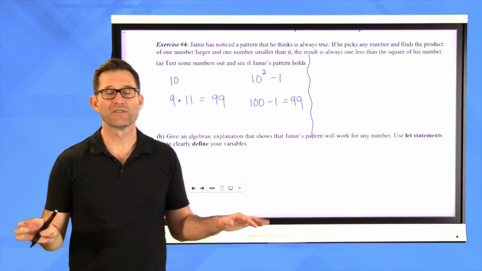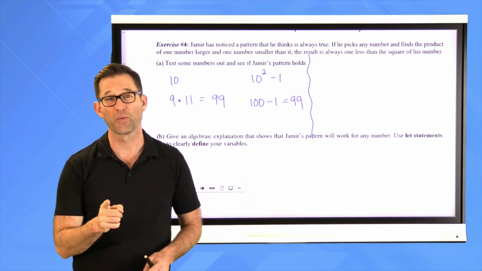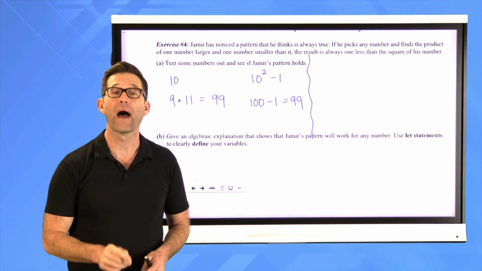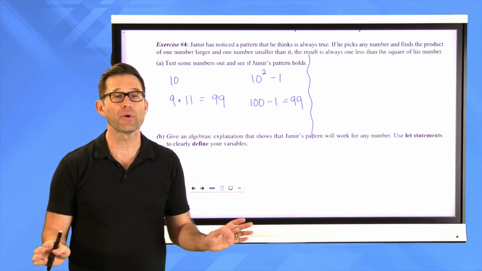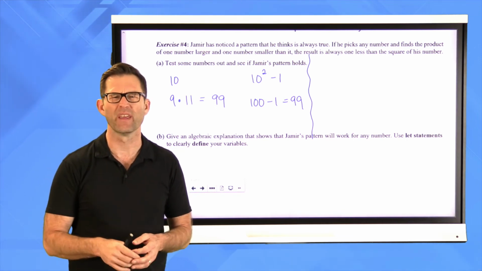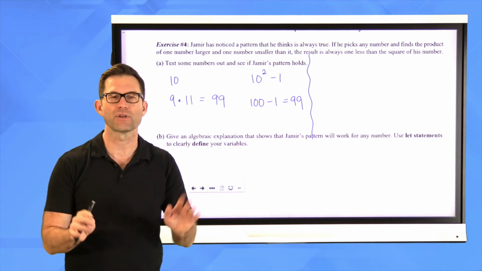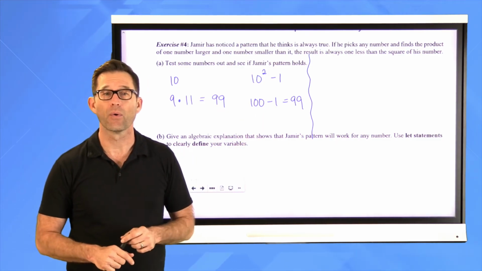Now, maybe I was just being a little shifty and I grabbed 10 because I knew it would work with 10. What I'd like you to do now is pause the video, pick a number, literally any number you want. It could be positive, it could be negative, it could be fractional. Yeah, go really bad. Go fractional. Don't go fractional. Pick something nice. And try to see if Jameer's pattern holds. Pause the video now.